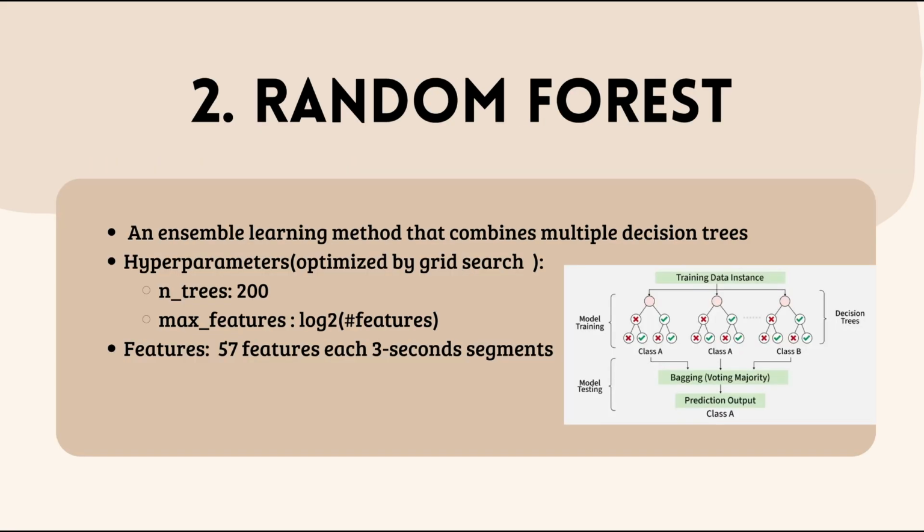The next method we use is random forest. It's an ensemble learning method that combines multiple decision trees. The hyperparameters we use were found by grid search. The n_estimators, which means the number of trees, is 200. And the max features, which means the max number of features we use to find the best split, is log2 of the total number of features. The features we use are provided by the dataset, which contains 57 features for each 3-second segment of one song.